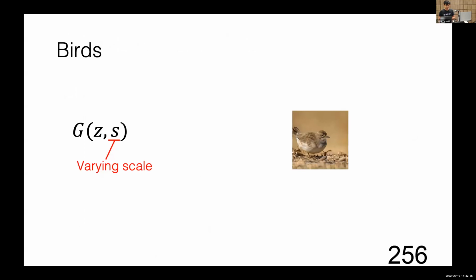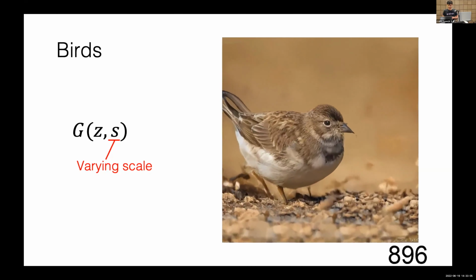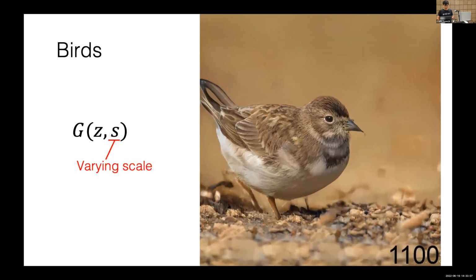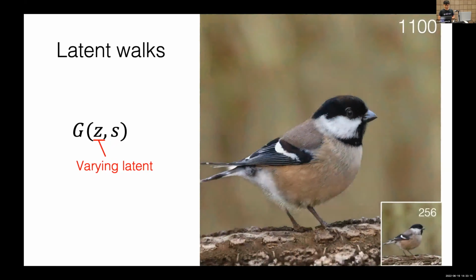So here's an input, an image of a bird generated at low scale. We can then vary the scale and increase from 256 up to 1100. And then we can actually do a latent walk as well, here at low resolution, but we can do it at high res as well.